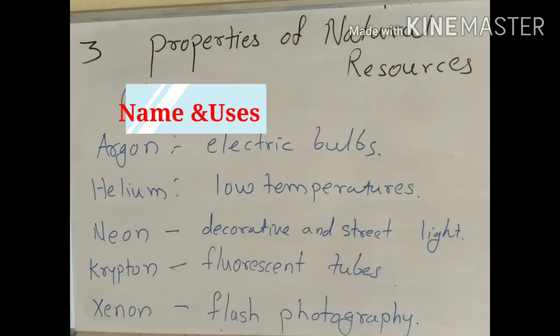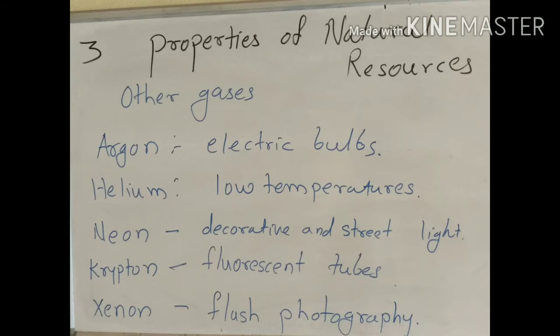Now uses of other gases. Argon is used in electric bulbs. Helium is used to produce low temperatures and also to generate lift in airships. Neon is used in decorative and street lights. Krypton is used in fluorescent tubes, while xenon is used in flash photography. So these are the names and uses of gases present in the air.